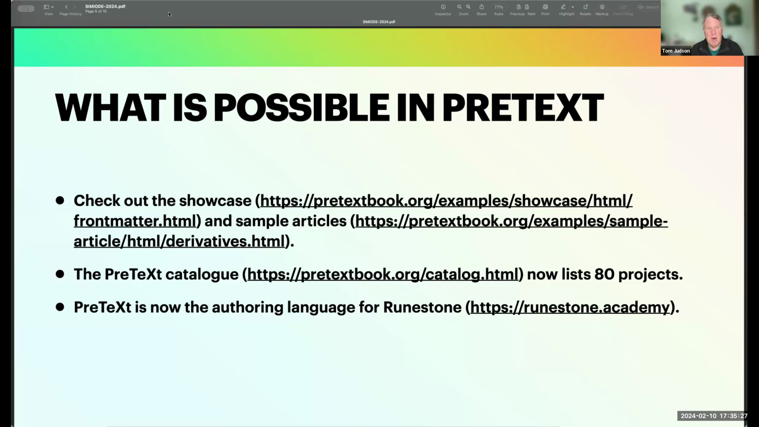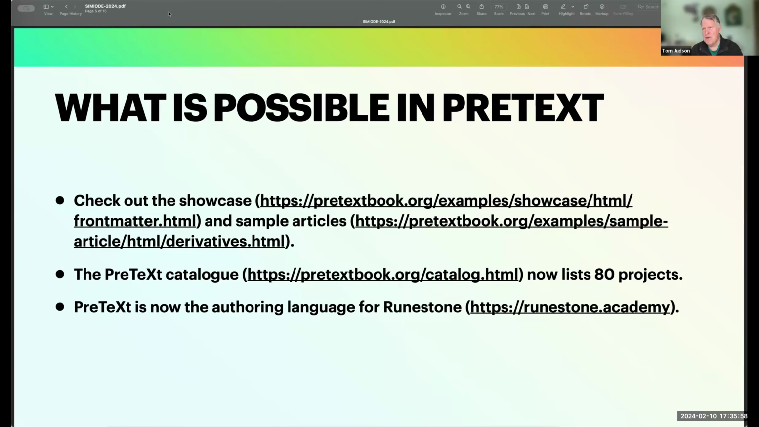So the sample article itself, okay, is really not a sample article. It's sort of the kitchen sink. Everything that needs to be tested, okay, and works in PreTeXt has been put into the sample article. There's a PreTeXt catalog that has about 80 projects on it the last time I looked. Okay, and it's now the authoring language for Runestone.